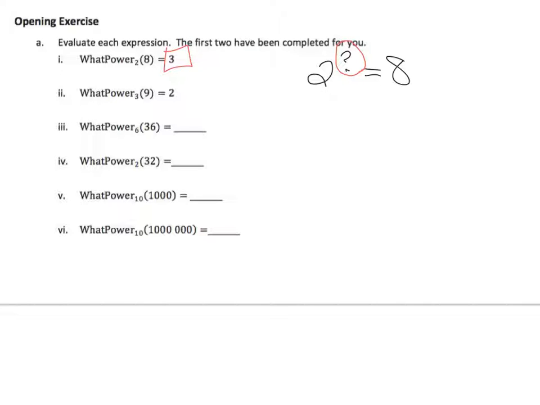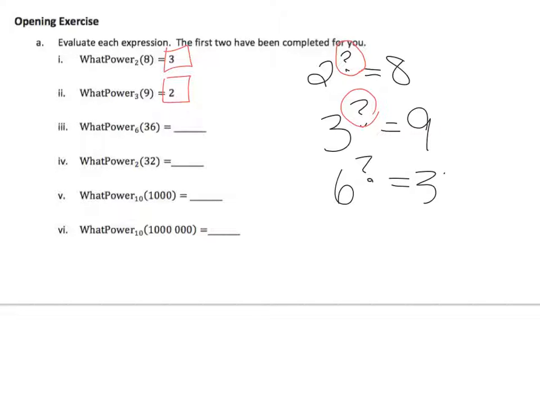The next one says 3 to the what power equals 9. Again, that's what we're trying to solve. Let's try the next one. 6 to the what power equals 36? Well, 6 squared is 36, so 2. 2 to the what power equals 32? I think that's 5 or 6.